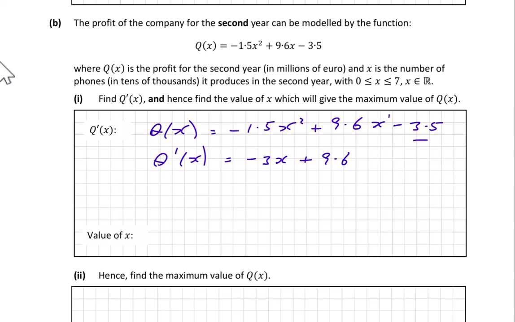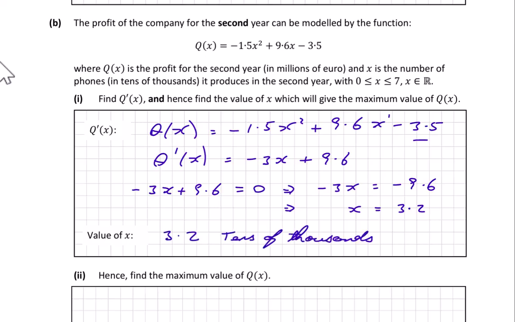So the maximum value is going to be given by minus 3x plus 9.6 equal to 0. You let it equal to 0. So subtract 9.6 from both sides will give minus 3x is equal to minus 9.6, and then divide by the minus 3, will give minus divided by minus is plus, so you'll get 3.2. So the value of x is 3.2, and these are tens of thousands of phones.